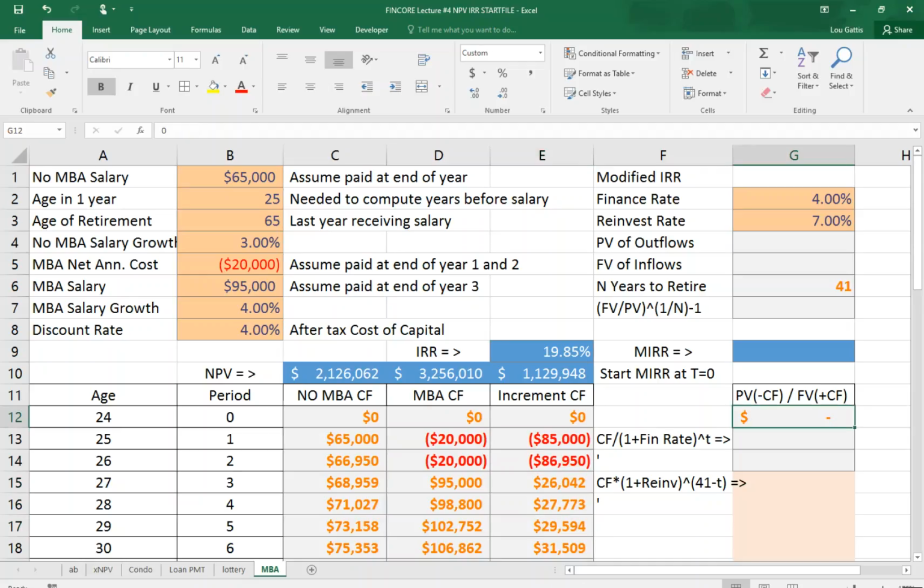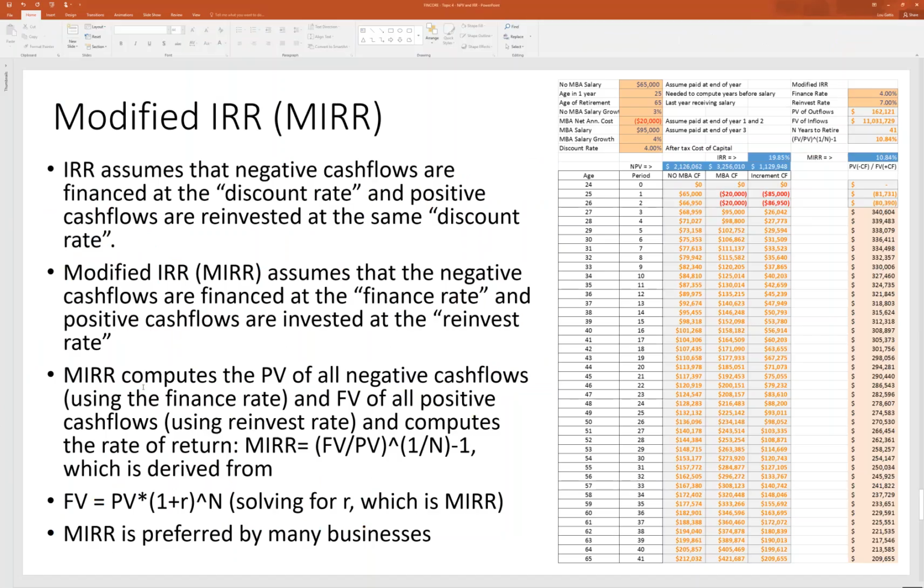Now the calculation of it is kind of interesting. The MIRR calculates the present value of all negative cash flows at a finance rate, your borrowing cost. So it gets the present value of all negative cash flows financed at the borrowing cost. Now all positive cash flows, it assumes that you go to the final year of your investment. Let's assume that you take all those extra cash flows and reinvest them at the reinvest rate, and you calculate a future value. So you have all the positive cash flows in year 65, and you have all the negative cash flows today.